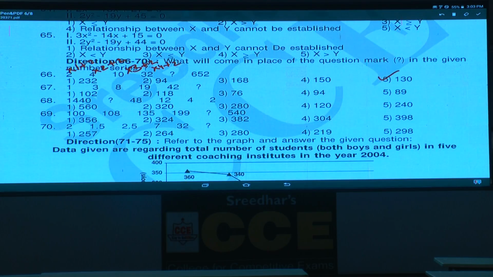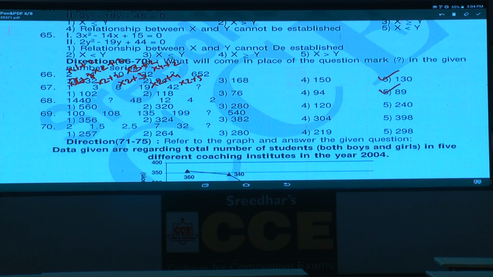Then question number 67: 1, 3, 8, 19. Now 19 into 2 is 38, plus 4 is 42. And 8 into 2, 16, plus 3 is 19. And 3 into 2, 6, plus 2 is 8. Now 1 into 2 plus 1 is 3. So it is into 2 plus 1, into 2 plus 2, into 2 plus 3, into 2 plus 4, next one into 2 plus 5. 42 into 2, 84 plus 5, 89, choice 5 again.